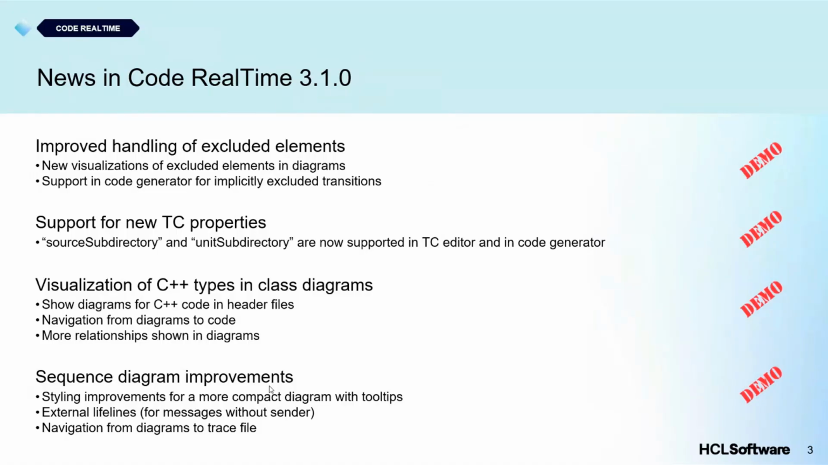Then we have improved the support for visualizing C++ code in class diagrams. Previously this feature was available, but only if you had your C++ code embedded inside art files. But actually, there are many benefits to writing C++ code directly in header files. So now we have extended this feature so that you can directly visualize the types that you have in your header files. And there are also improvements like navigation from the diagrams to the code.